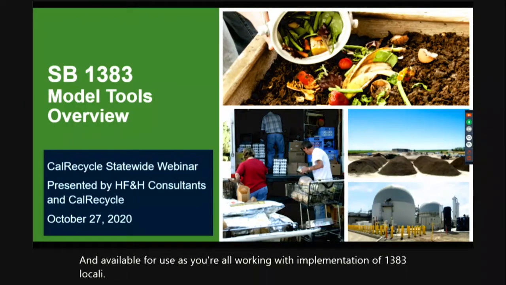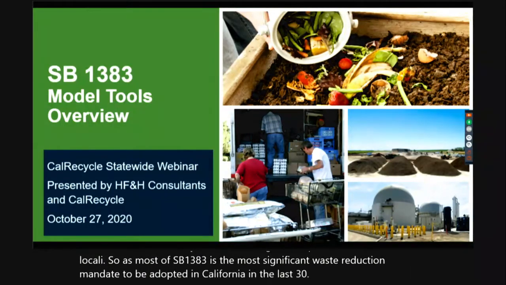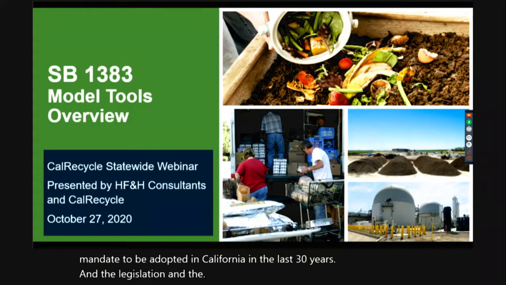So as most of you know, SB 1383 is the most significant waste reduction mandate to be adopted in California in the last 30 years. And the legislation and the resulting regulations have significant policy and legal implications for local governments.